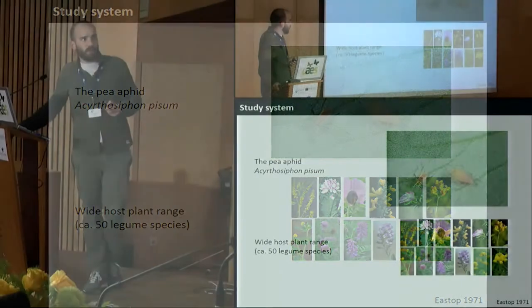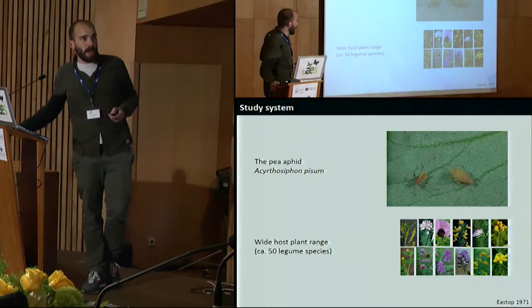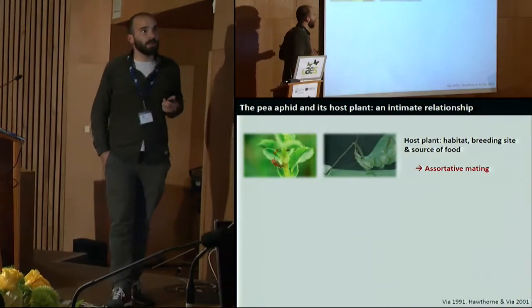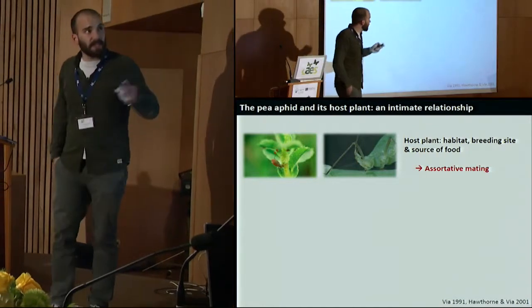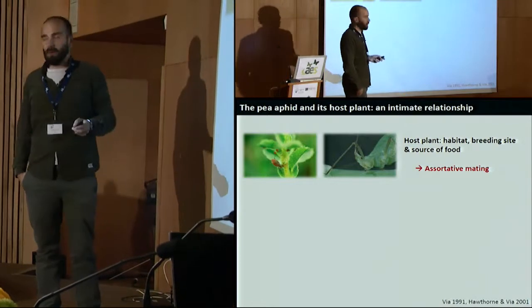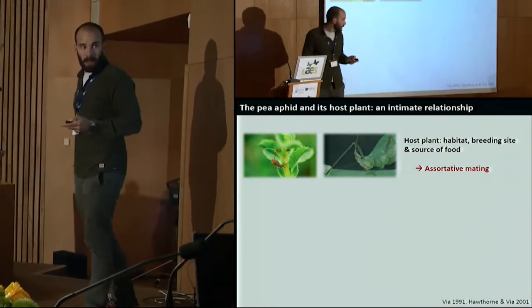aphid, a phytophagous insect, which developed on a wide host plant range. And here are a few interesting facts about the pea aphid and its host plant. It is its habitat, its breeding site, and also its source of food. Three conditions could favor assortative mating.